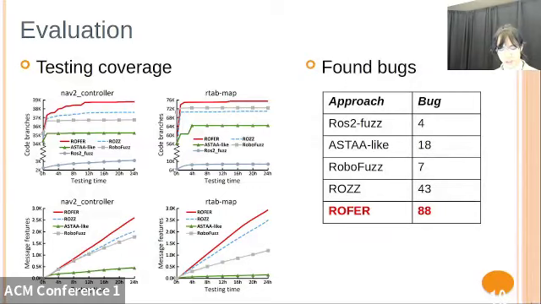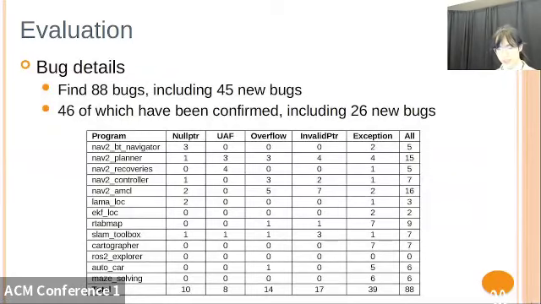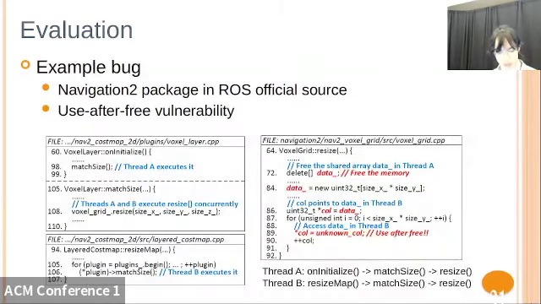The evaluation result shows that Rover covers more message features and finds more bugs than existing approaches. As for bug detection, it finds 88 bugs, including 45 new bugs that were never found before. 46 of these 88 bugs have been confirmed by ROS developers, including 26 new bugs. There's an example new bug in ROS2 navigation from an official source. This bug is a use-after-free issue caused by thread concurrency.